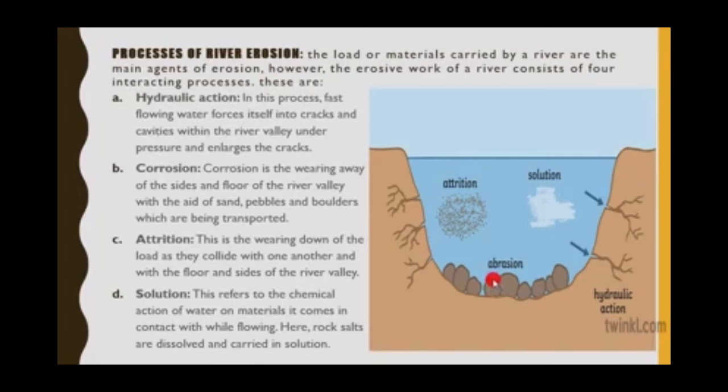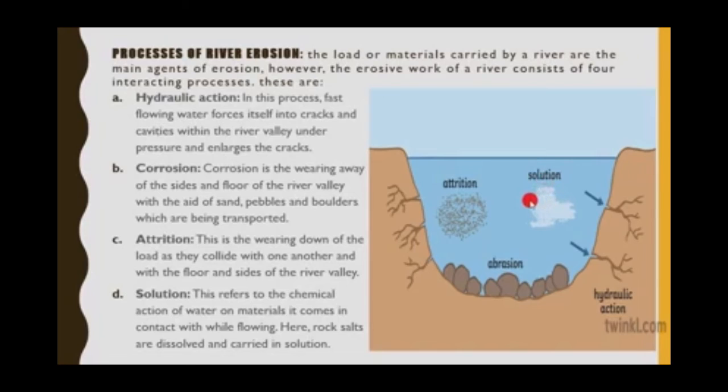Okay, then C, attrition. Attrition refers to the wearing down of the load themselves. Now, the load that are being transported, as they collide with each other, they wear away gradually. That of corrosion is the wearing away of the sides, okay, of the valley, of the river. But attrition is the wearing away of the load themselves as they come in contact with each other. Then the last one here is solution.